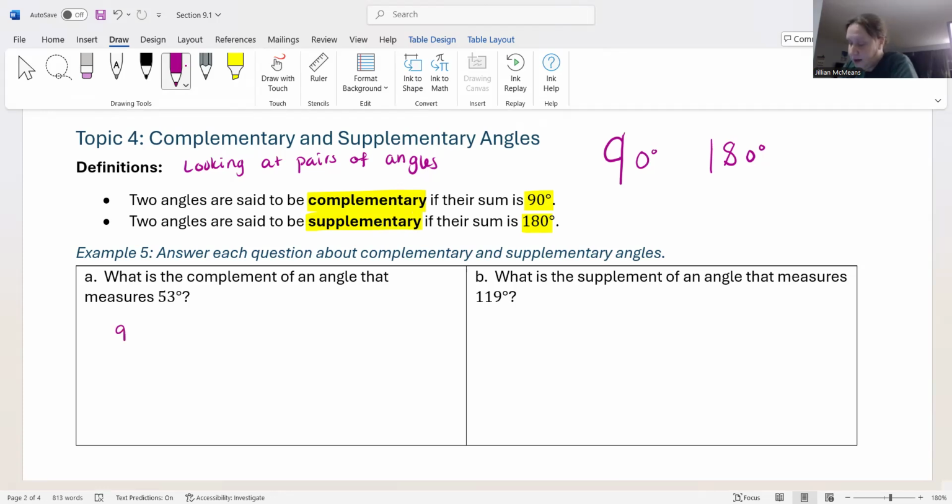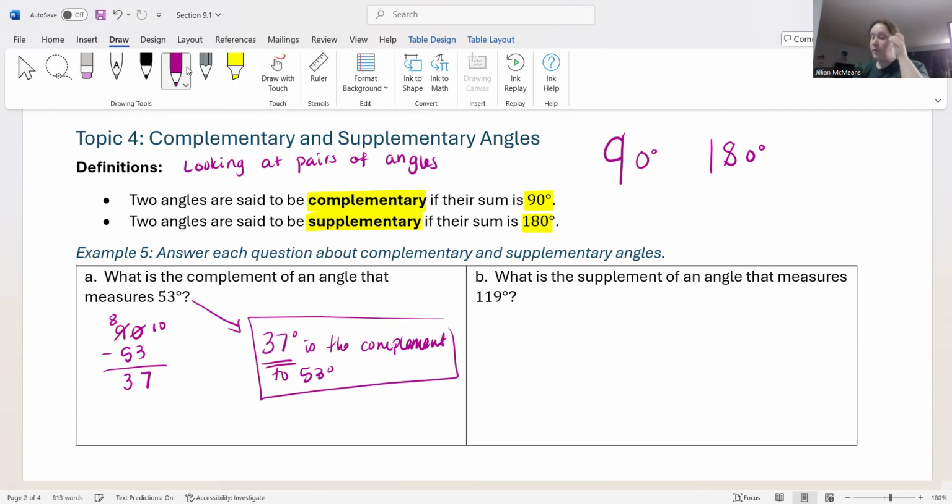Well, we want to take 90 degrees and subtract 53. Well, I can't take 3 from 0, so I borrow. 9 becomes 8, 0 becomes 10. 10 minus 3 is 7. 8 minus 5 is 3. So we would say the complement to 53 degrees is 37 degrees. So 37 degrees is the complement to 53 degrees.